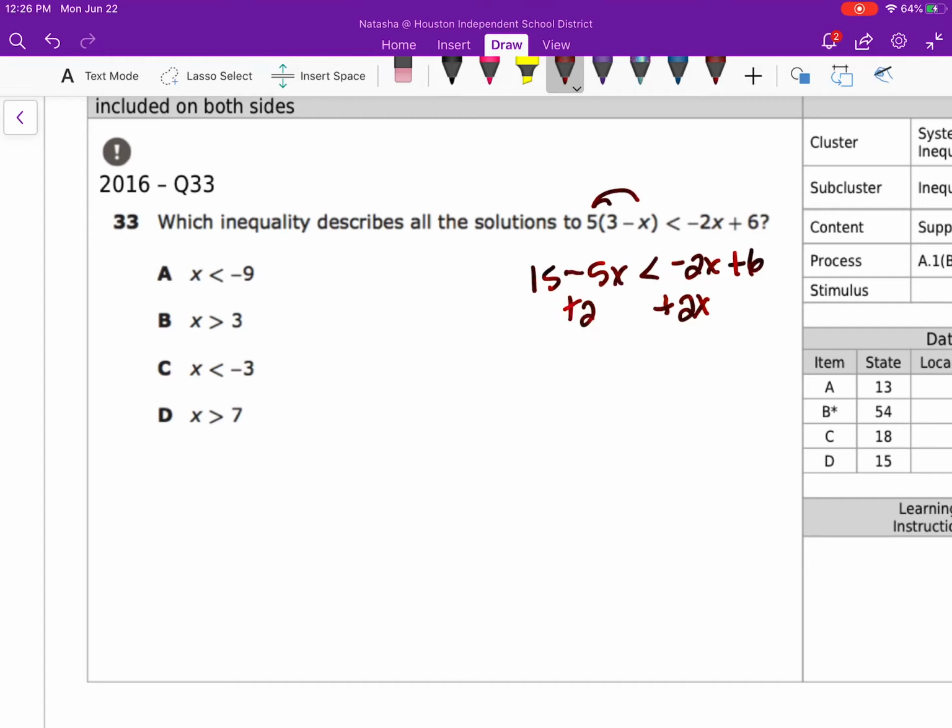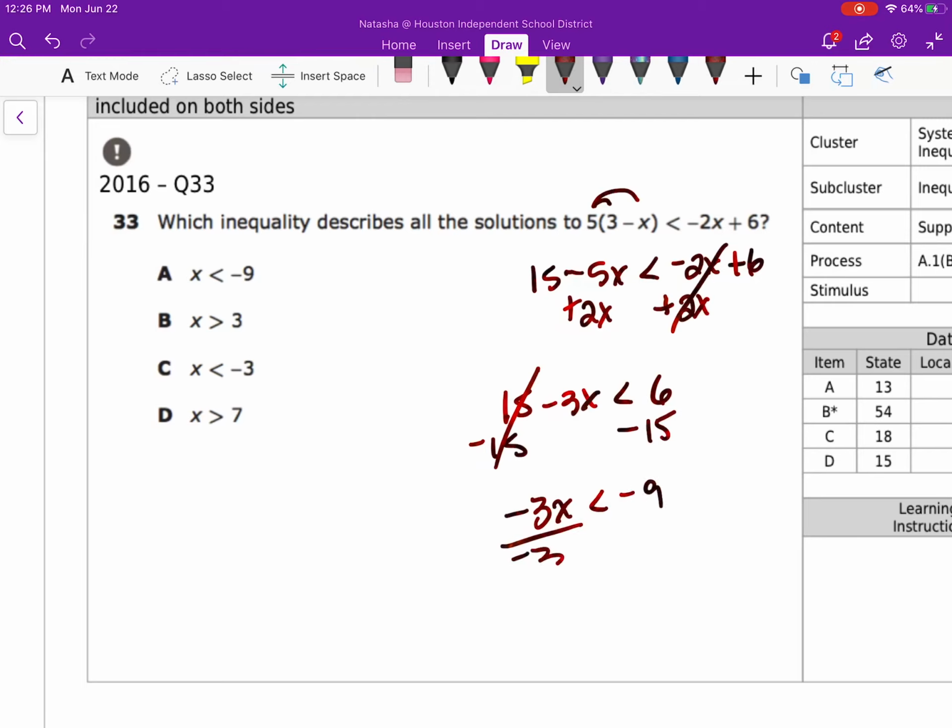So I'm going to add 2x to both sides. That cancels from the right. So this becomes 15 minus 3x less than 6. We're going to subtract 15 from both sides. That's going to give me negative 3x less than negative 9.